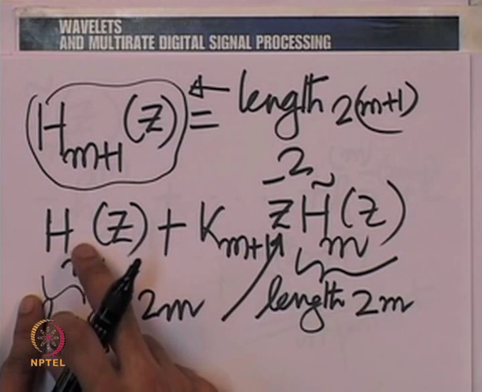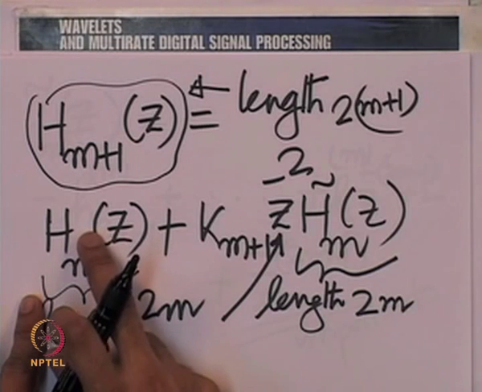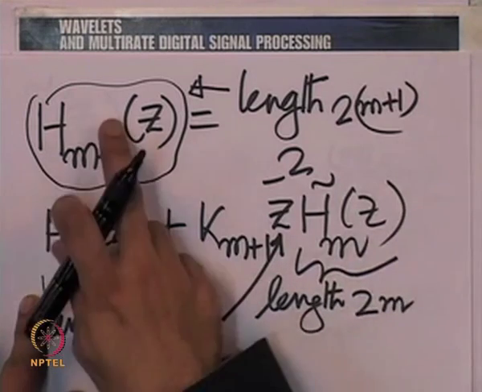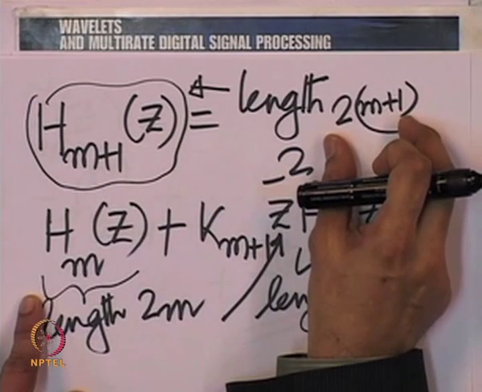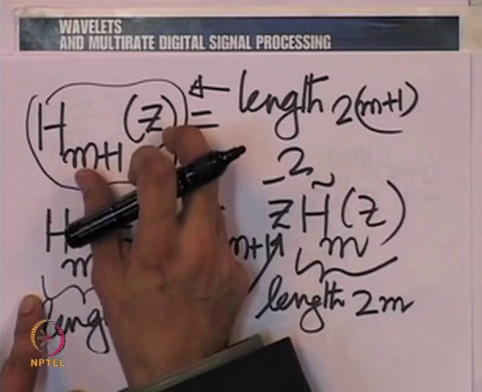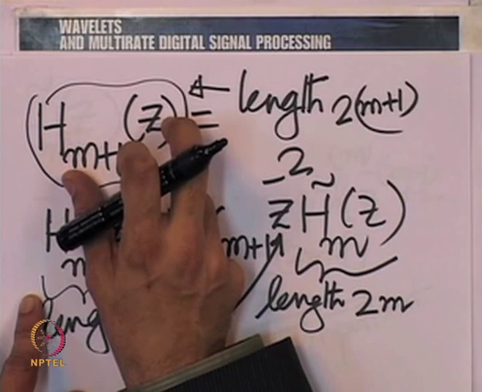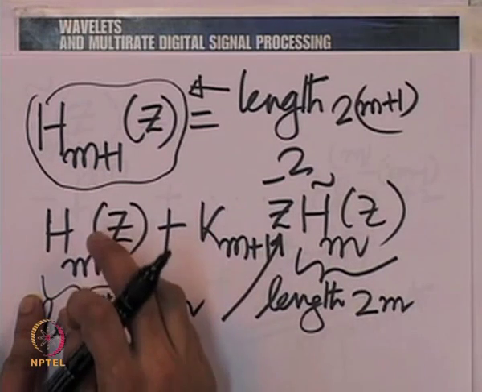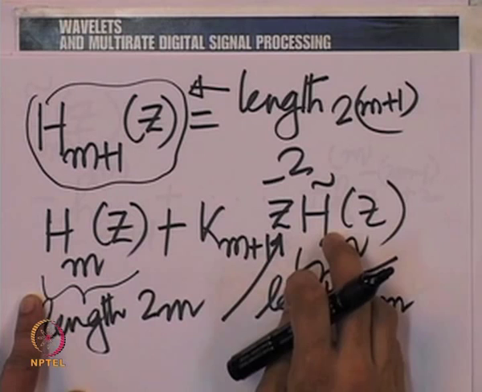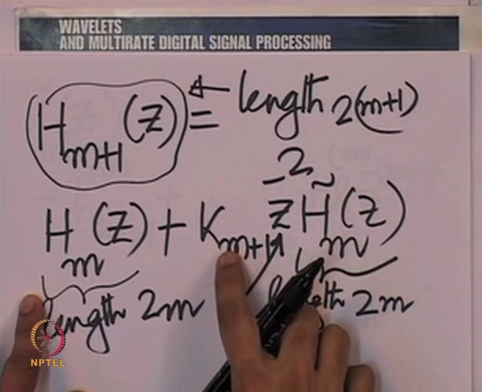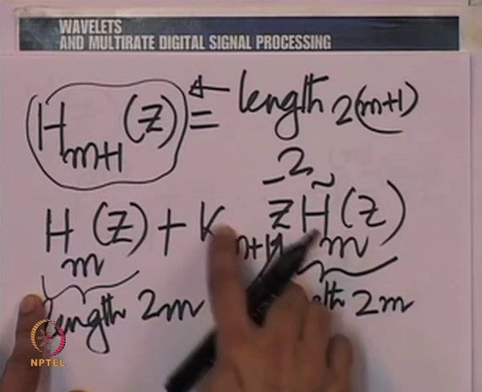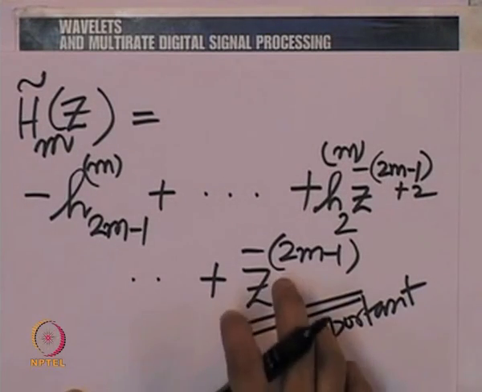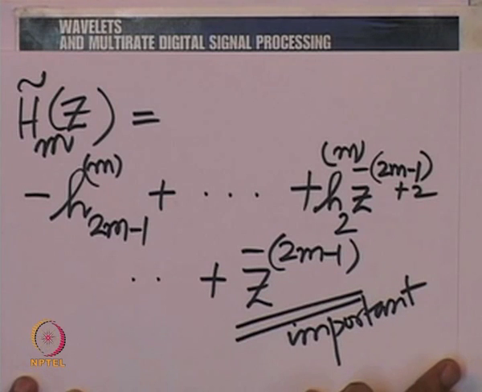The highest negative power here is z raised to the power minus 2 m minus 1. But since this is of length 2 into m plus 1, the highest negative power of z inverse here is going to be 2 larger than the highest negative power here, and that can only come from here. And in fact, as you can see, that must be k m plus 1. So, what we are saying in effect is, as a consequence of this, let us write it down clearly.